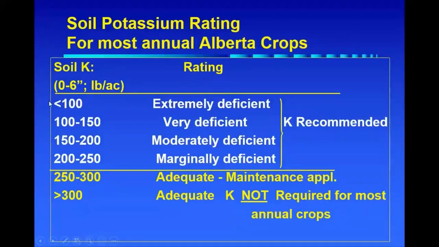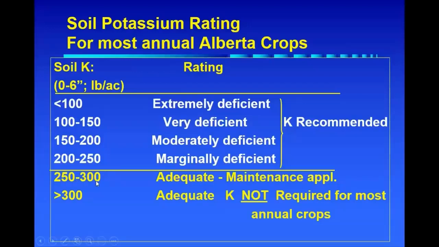Now, if your soil test level for potassium is less than 100, that's extremely deficient, and there's a very high probability you're going to get a response to potassium. As your soil test levels increase, we would change from very deficient, to moderately deficient, to marginally deficient. And once you're up at about 250, that's really about our cutoff for many of our annual crops, not for all, but for most of our crops.